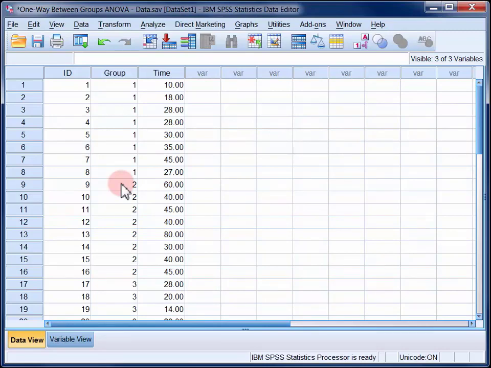To analyse this data, we'll use a one-way between groups ANOVA, which tests for statistically significant differences between three or more independent sample means. If the result of the ANOVA is statistically significant, we will follow it up with a set of post hoc tests. Each post hoc test will be used to make a pairwise comparison between two group means.